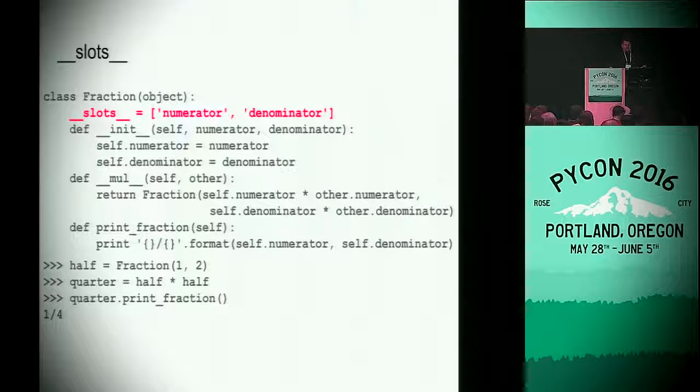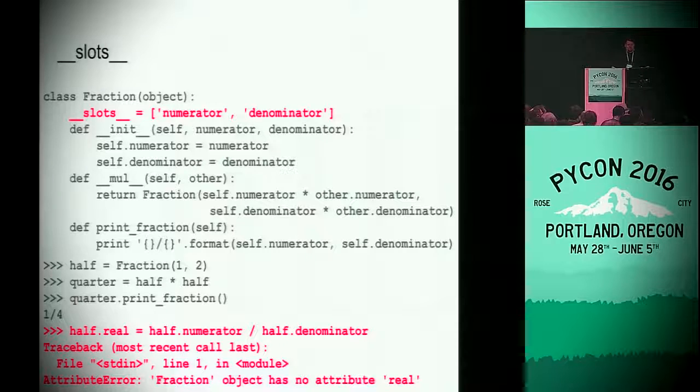We could call that init. We could then go through our other methods. But if we tried to assign a new attribute that isn't in this list, so if I tried to set half.real to numerator over denominator, that's going to fail with "Fraction object has no attribute real." So if you end up getting handed something with slots and for some reason, hopefully for debugging reasons, try to set an attribute on it, then it can fail in this way. It doesn't give you much indication of what actually happened, but that's sort of the one final asterisk I wanted to present regarding attributes.